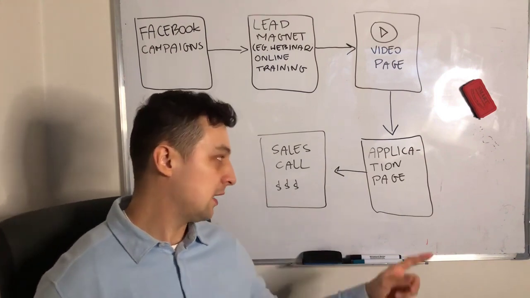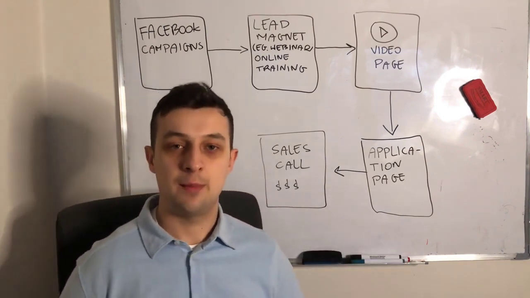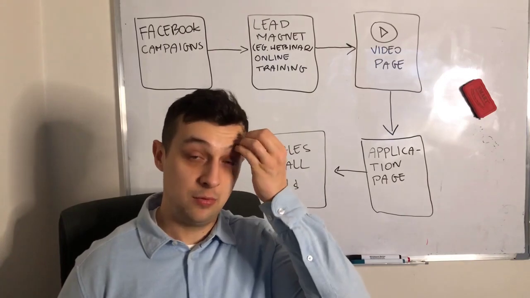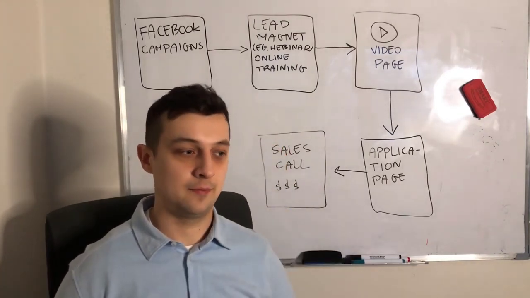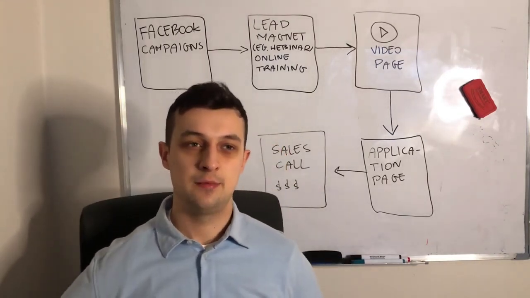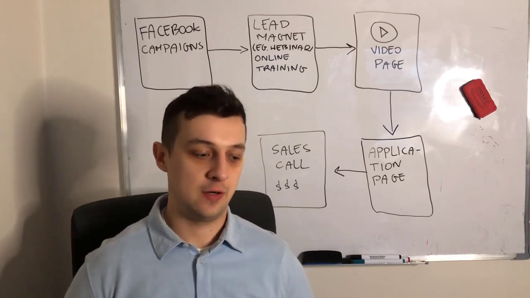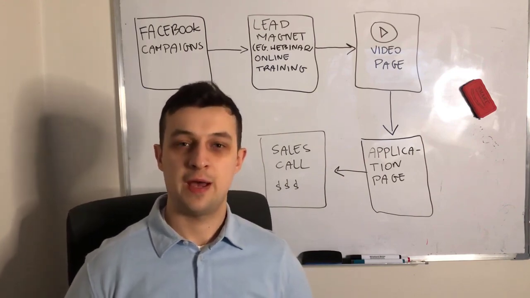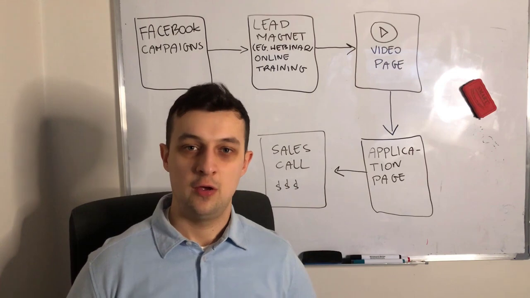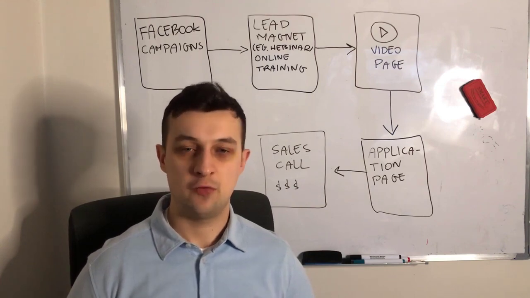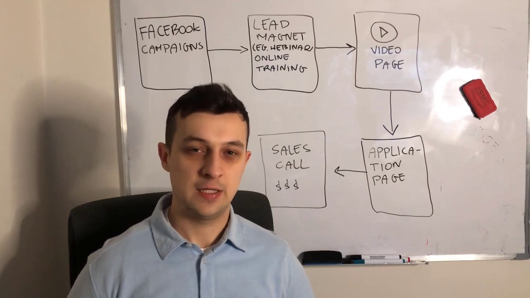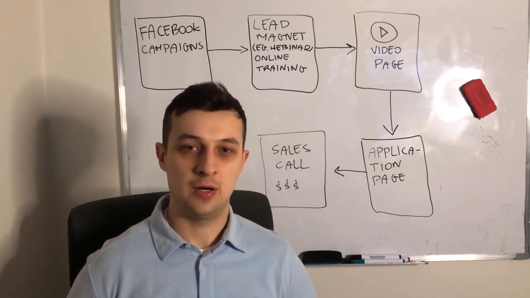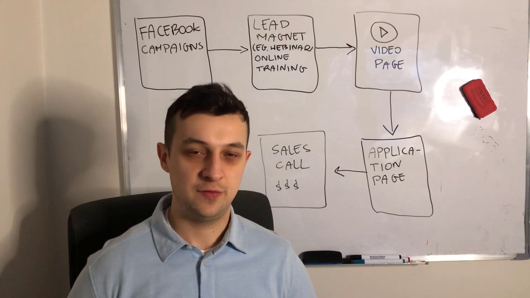And then on the next step, right here below, you have an application page. Like I said before, this funnel works best for high ticket products. And when I say high ticket, I mean $1,000, a few $1,000s, even $10,000, $20,000. And it doesn't work so well for cheap courses. So for example, $50 courses, $100 courses, $200 courses.